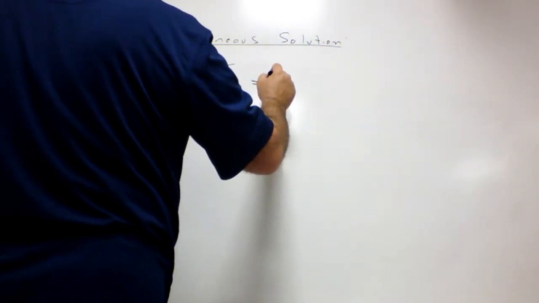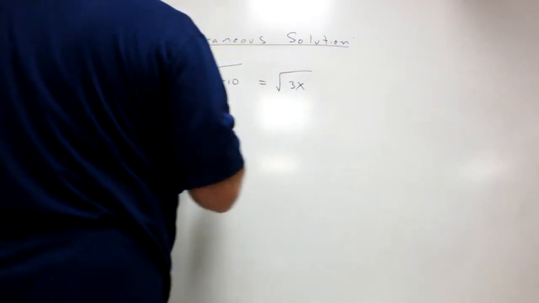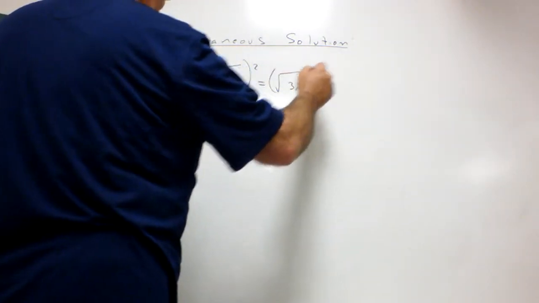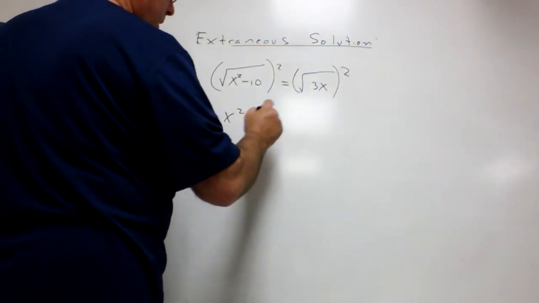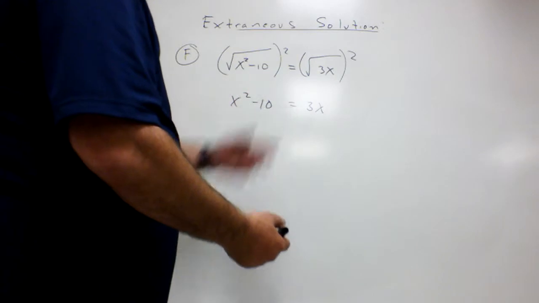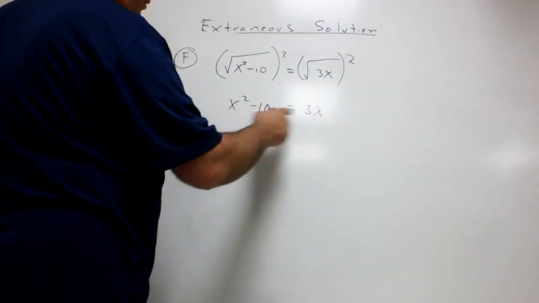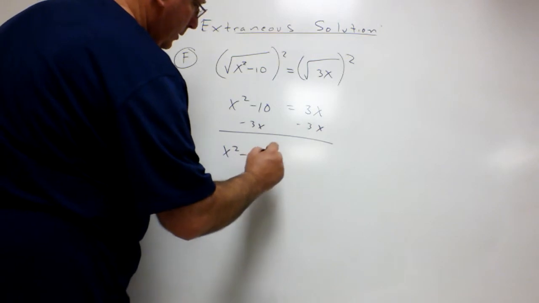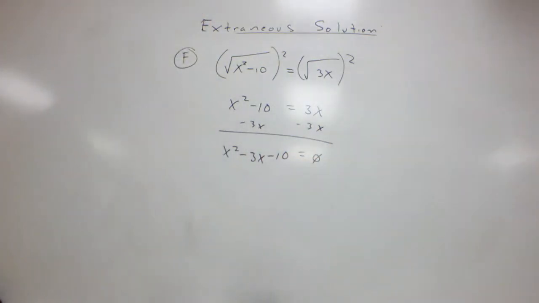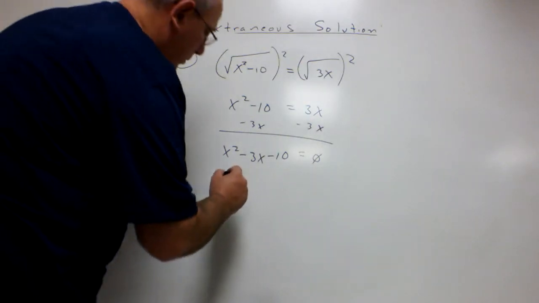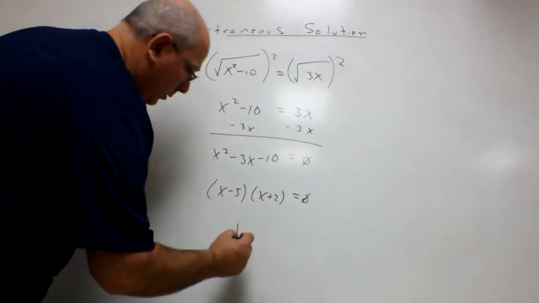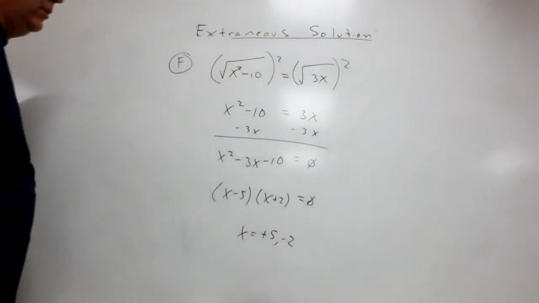And it's the square root of x minus 10 equals the square root of 3x. And here you can see you have radicals on both sides, so you're going to square both sides. And that gives you x squared minus 10 equals 3x. So this is kind of cool, right? Because the square roots go away the first time. But because this is a quadratic, we have to move the 3x over. And that's going to give us x squared minus 3x minus 10 equals 0. We're now going to factor this side, and we get x minus 5 and x plus 2 equals 0. So our solutions are positive 5 and negative 2.